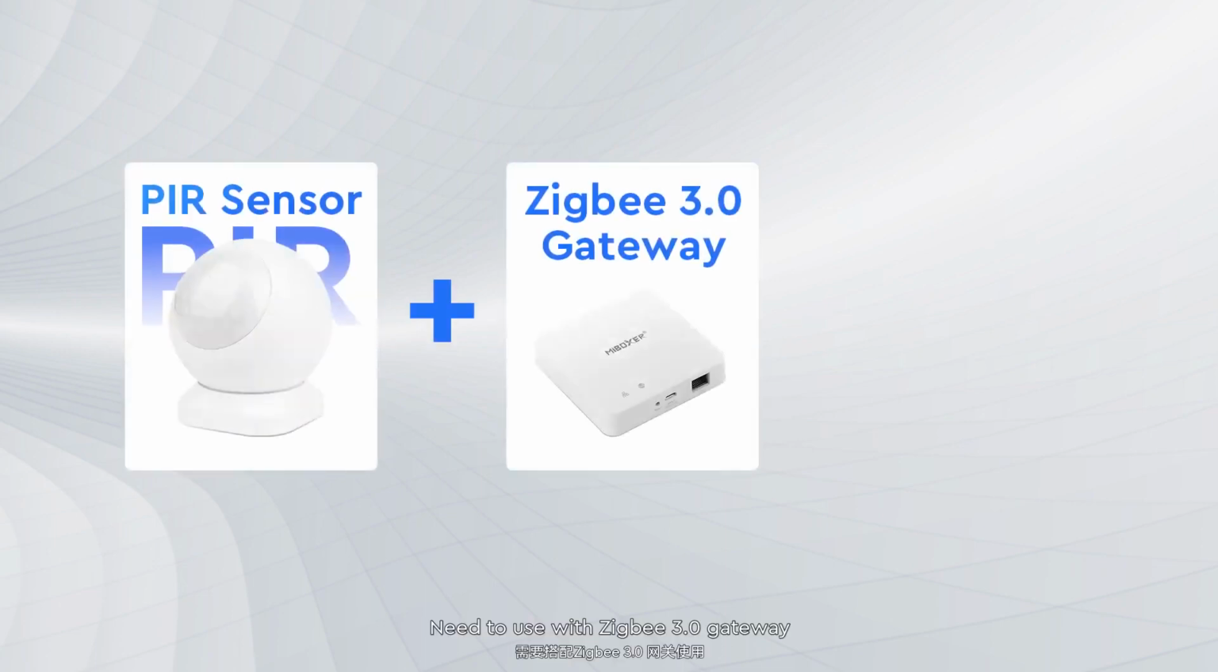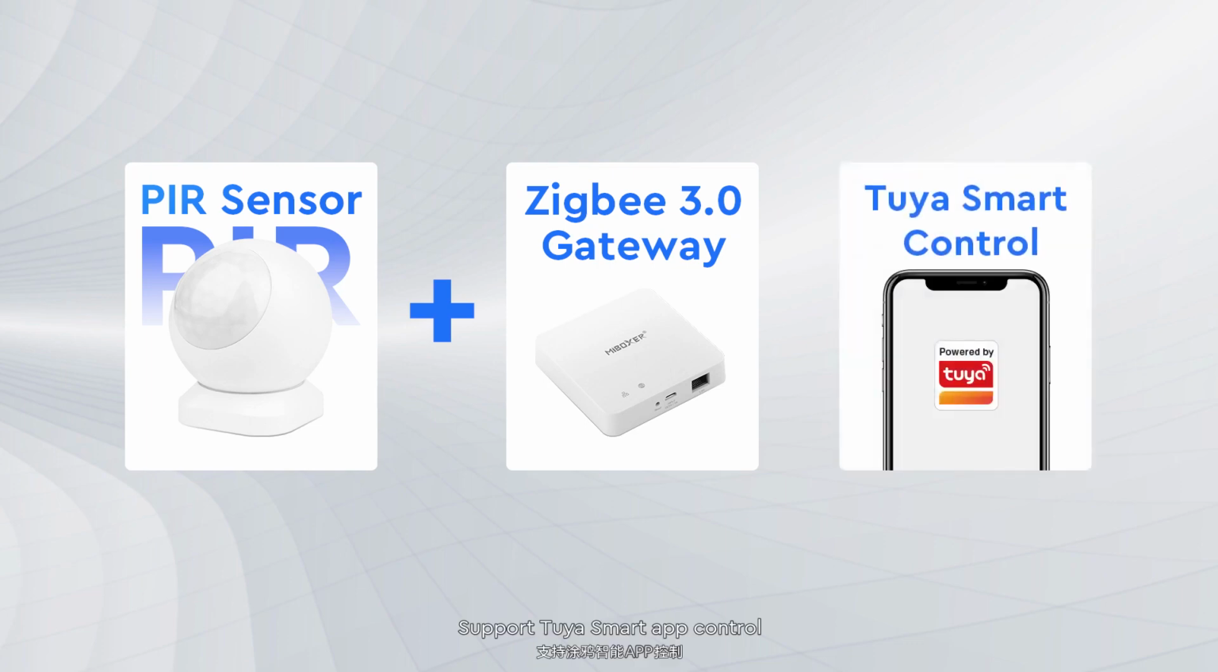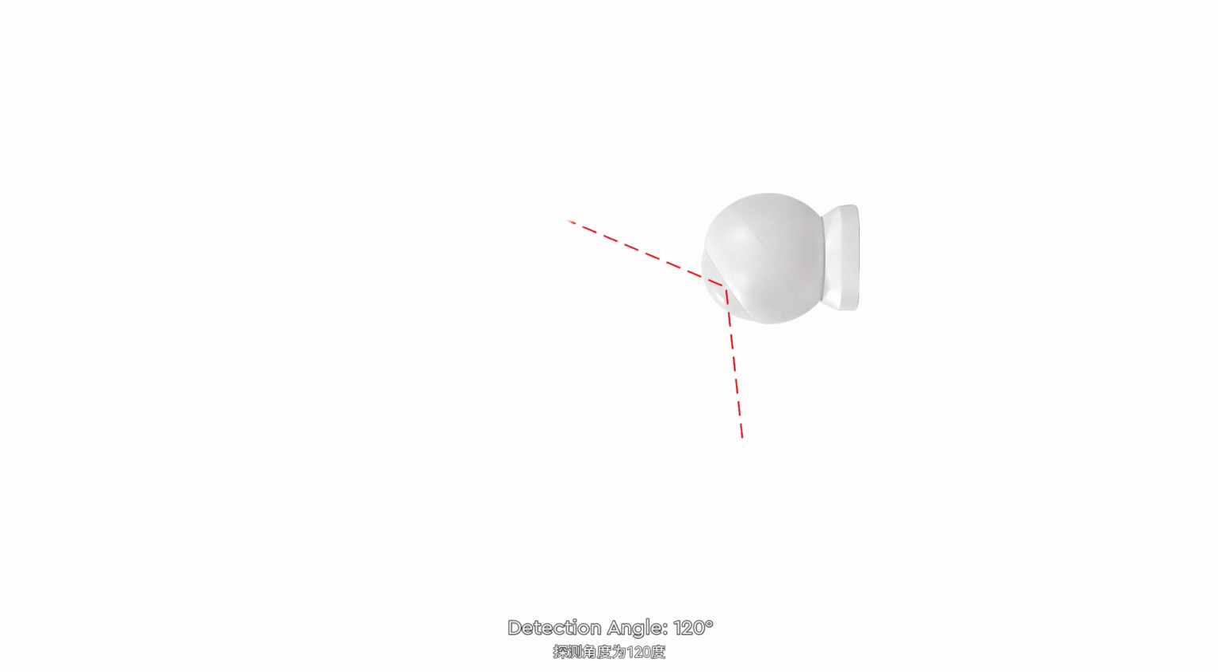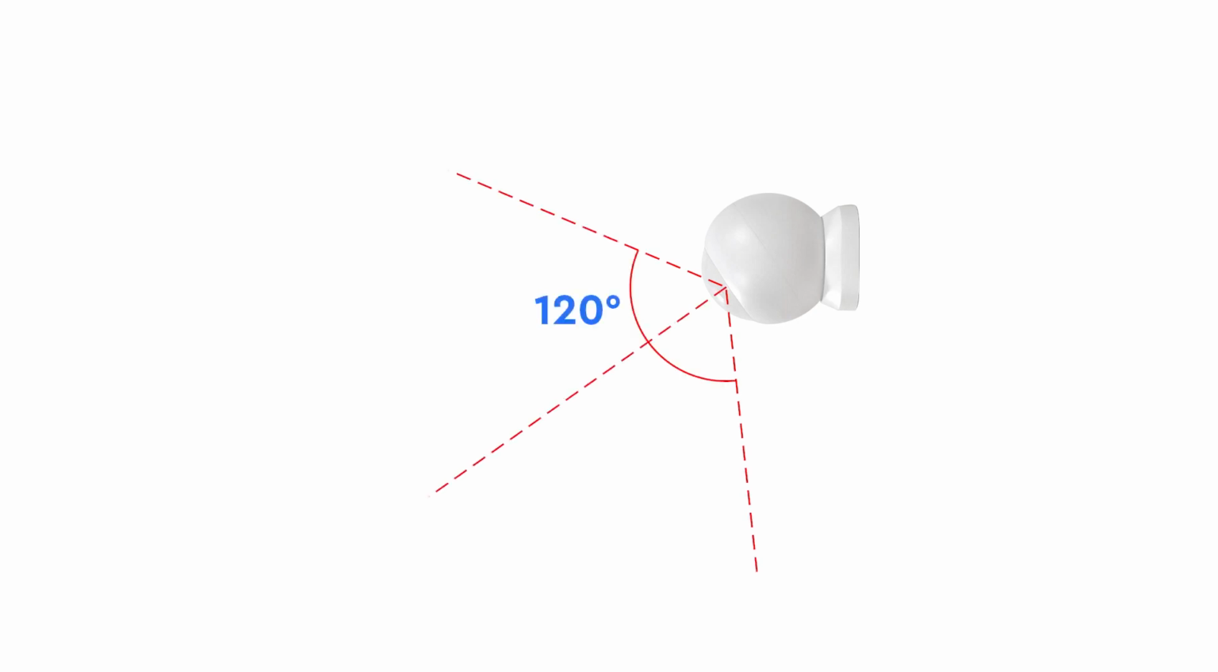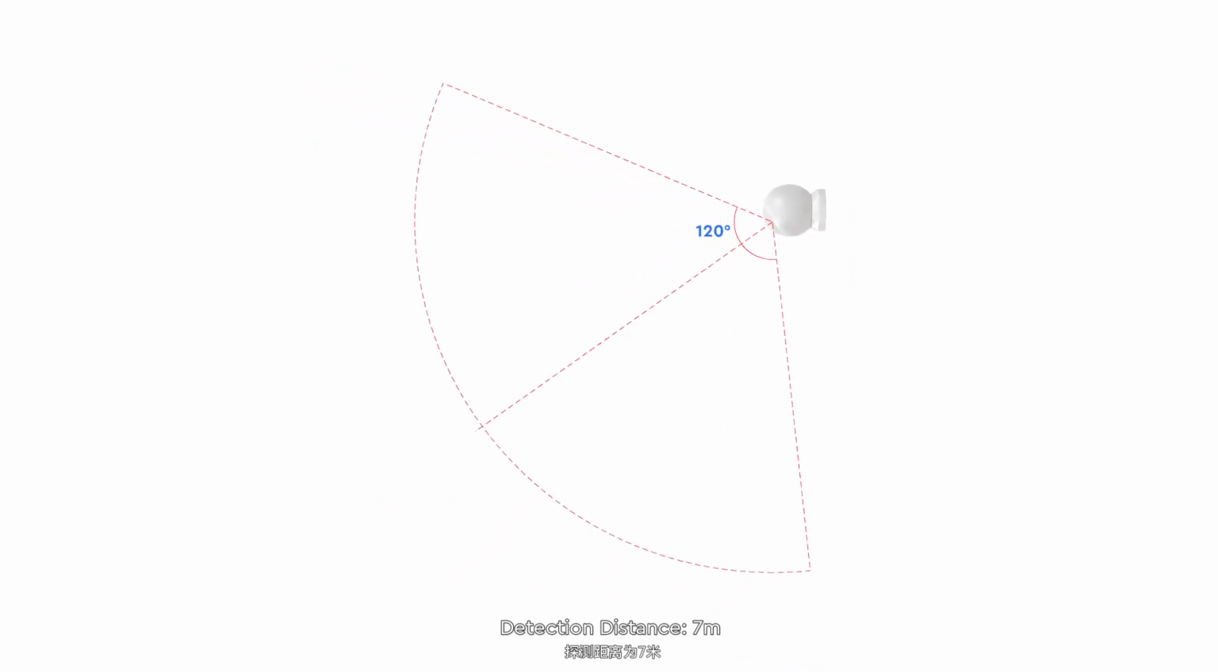Need to use with Zigbee 3 gateway. Support Tuya smart app control. Detection angle 120 degrees. Detection distance 7 meters.